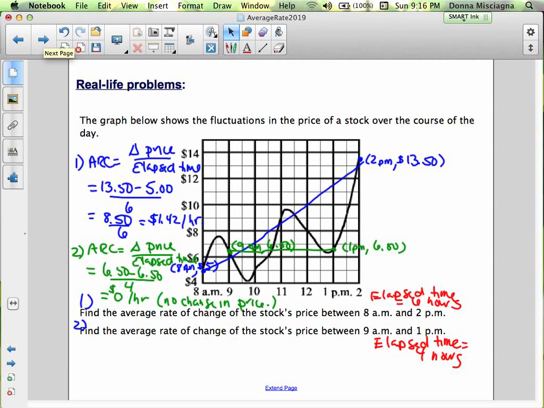So you see we've calculated it from word problems, from tables, from graphs, and from equations. So anytime you've got a function, you can calculate out the average rate of change.